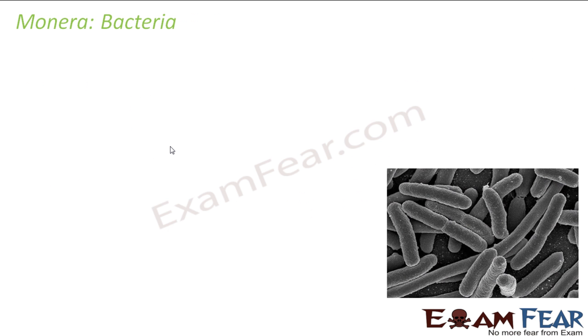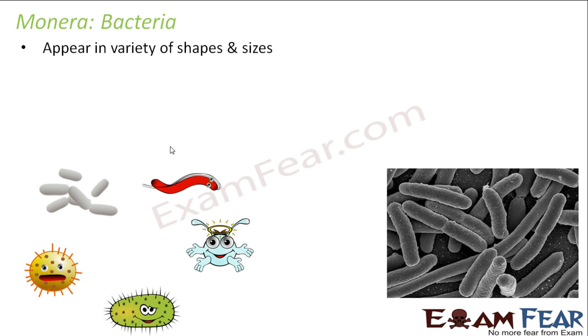So now let us look at the examples of Monera. So bacteria. So here you can see bacteria. We all know that bacteria come in many different shapes and sizes. We have bacteria of cylindrical shape. We have spherical shaped bacteria. So there are various different forms of shapes and sizes of bacteria. So they appear in a variety of shapes and sizes.